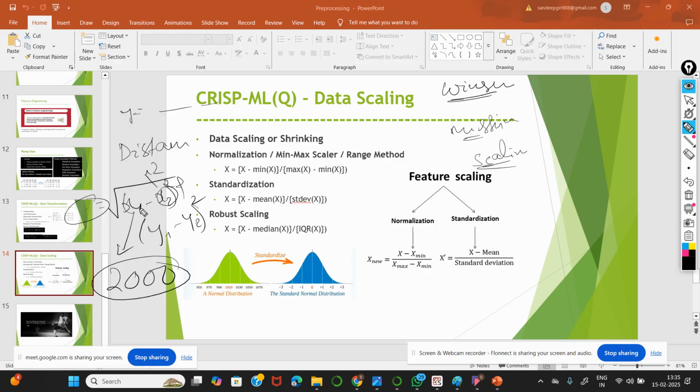If you have done shrinking beforehand, you will look at all data points with equal priority. No one is big, no one is small. Every data point lies within a particular range or follows some criteria, like standardization or robust scaling. Okay, then only it will work. So this process is very powerful.